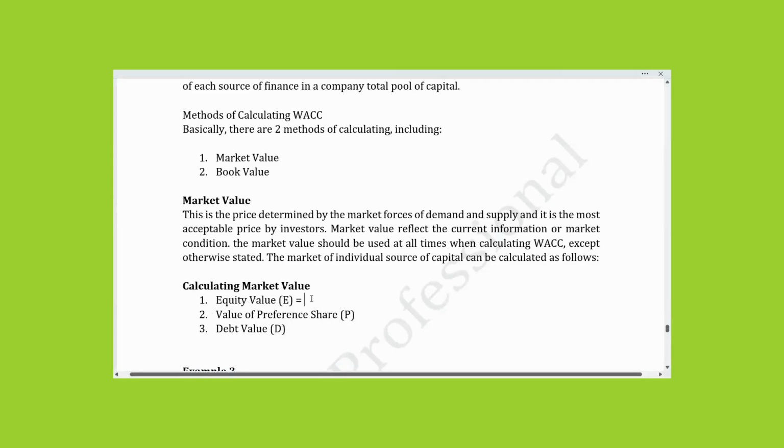So first thing first, how do you calculate equity value? Equity value is calculated as number of ordinary shares multiplied by ex-dividend share price. Okay, so this would be number of ordinary shares, number of shares multiplied by ex-dividend.